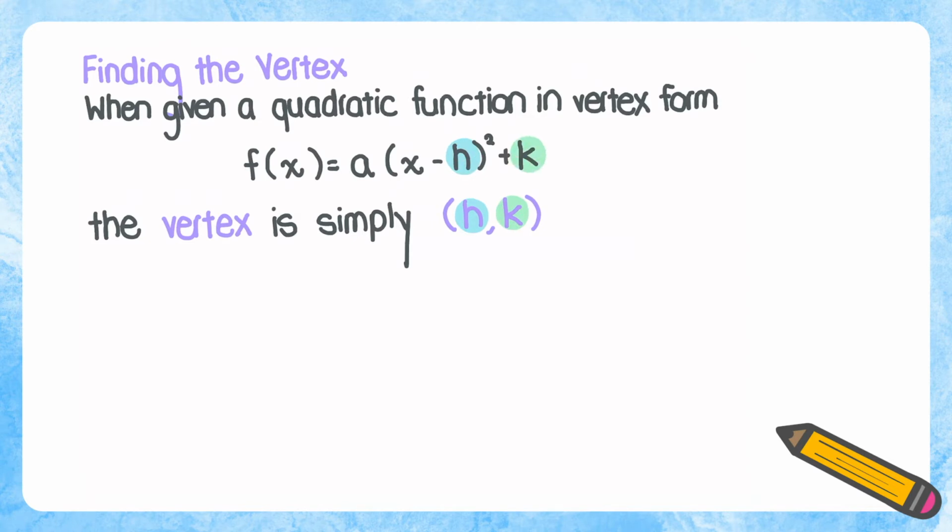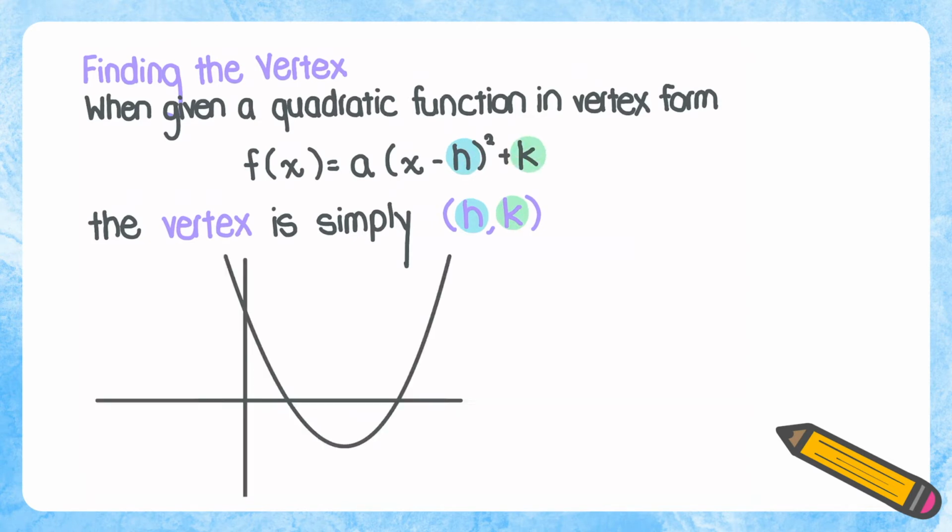Notice how in vertex form, it's very easy to find the vertex. So here's a parabola with an axis of symmetry. The vertex is right here, h, k. And remember that the axis of symmetry is the line x equals h. So the vertex is the coordinate point h, k.